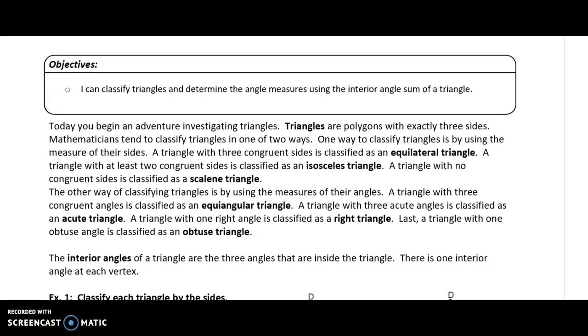Another way of classifying triangles is by the measurements of their angles. If a triangle has 3 congruent angles, then you're going to classify it as an equiangular triangle. If you have a triangle with 3 acute angles, again, those are angles that measure less than 90 degrees, then you can say it's an acute triangle.